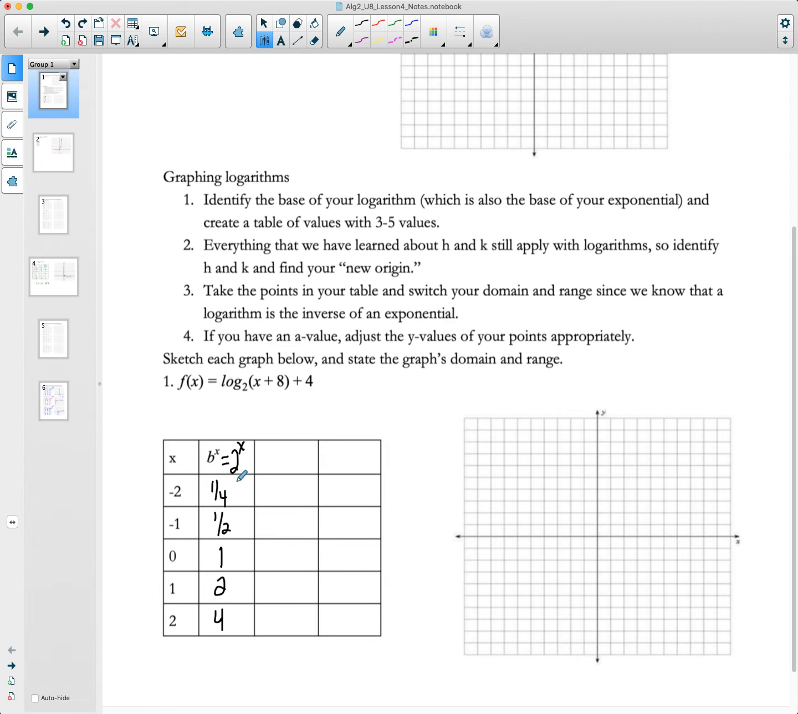Now, if we were graphing an exponential, this would be our domain. This would be our range. But we're not graphing our exponential. We're graphing its inverse, which is log base 2. So here's what we know.